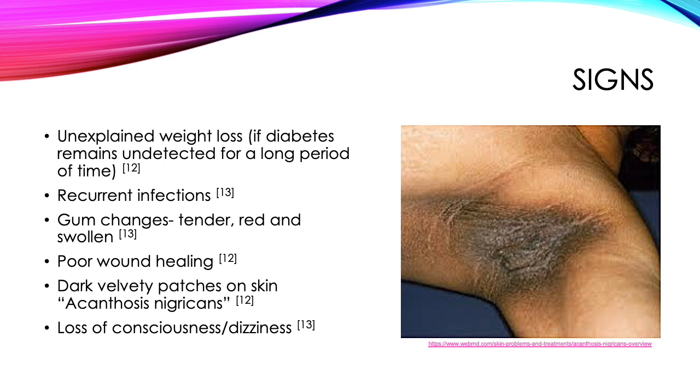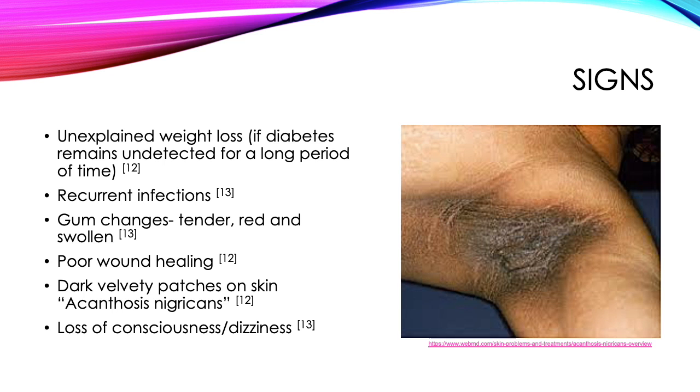Poor wound healing can be reported, and this is due to poor circulation. The picture on this slide shows acanthosis nigricans, which is a velvety skin discoloration that can indicate insulin resistance. These patches are commonly found around the neck, armpit, and groin. Lastly, one could lose consciousness when blood glucose levels drop too low. This can occur after skipping a meal, exercising, or taking too much medication.